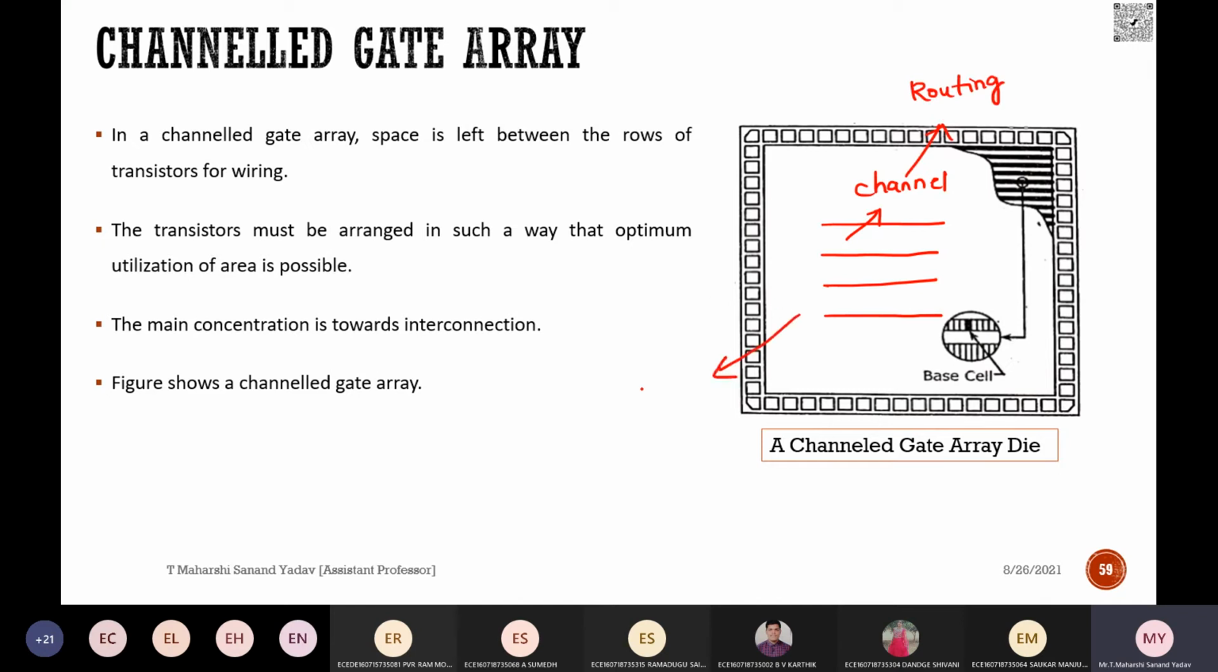This internal part is called the core. The external one is called the die, and the small blocks are called IOBs, which are used for interconnections. So the transistors must be arranged in such a way that optimum utilization of area is possible. The main concentration is towards the interconnection, so if there is space available, it can definitely be used for routing.